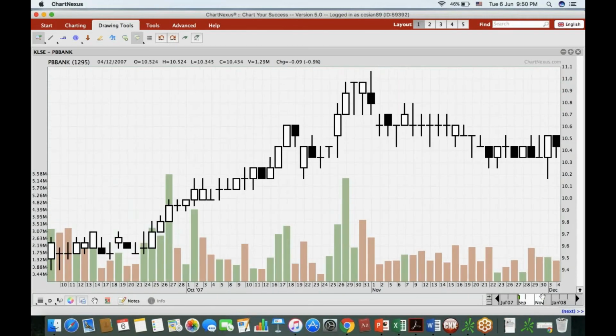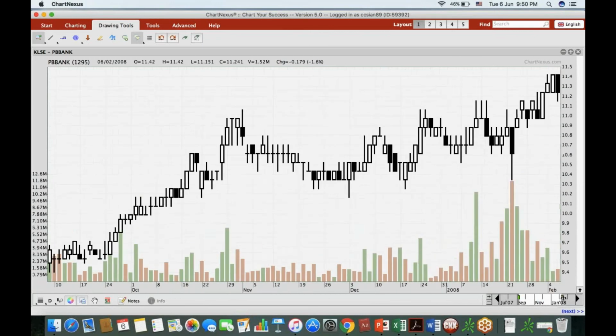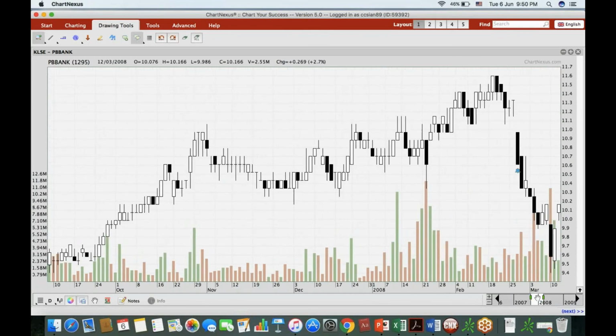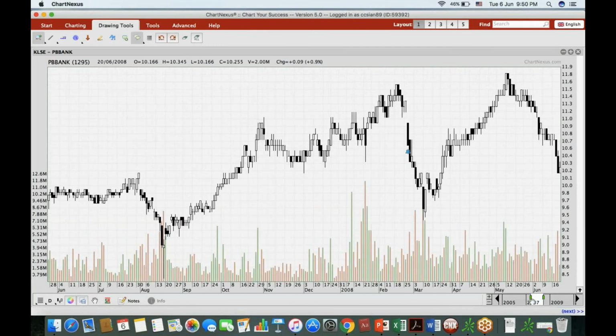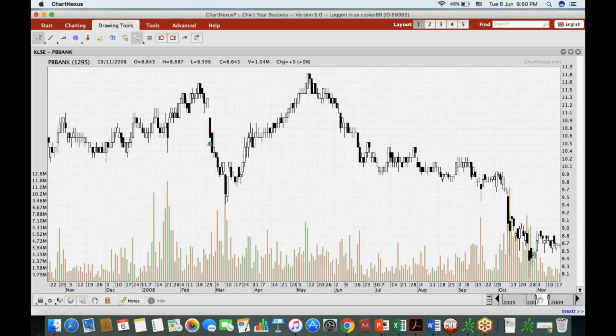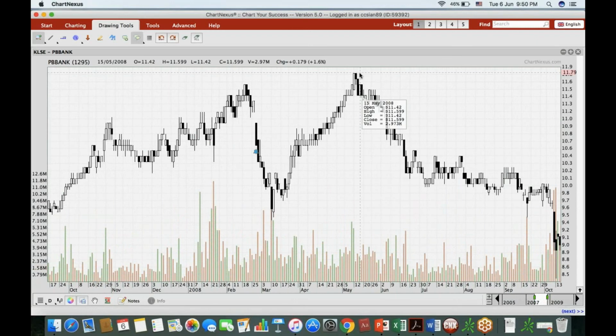Let's see whether we can find any reversal pattern when it reverses. I think this is the peak in May 2008. This is the peak for Public Bank, and this is a bearish harami pattern. When this appears, the price trends downward. In 2008, maybe at the height of the subprime crisis, the price trended downward.